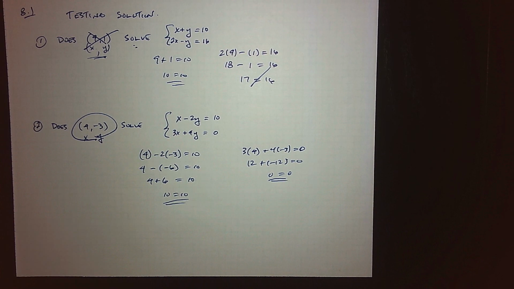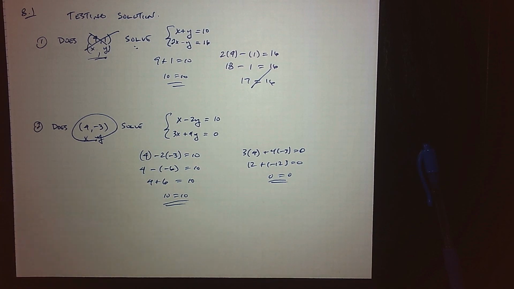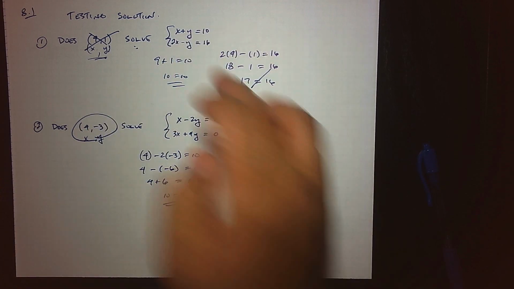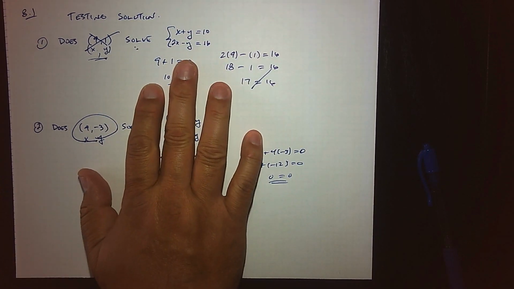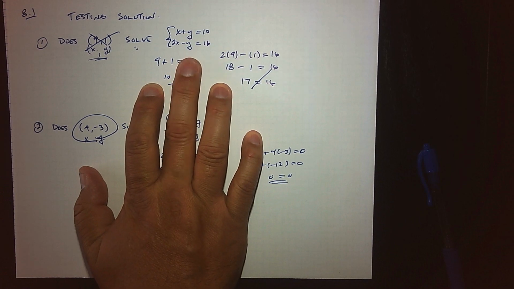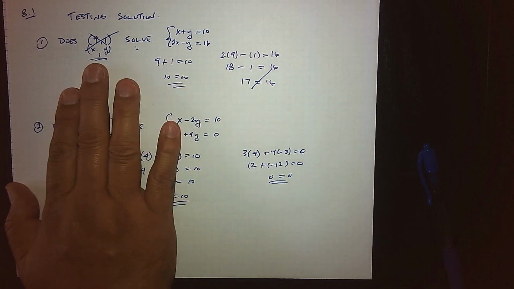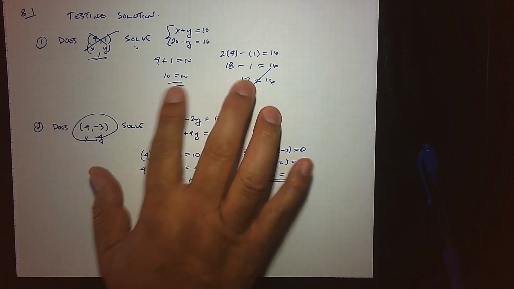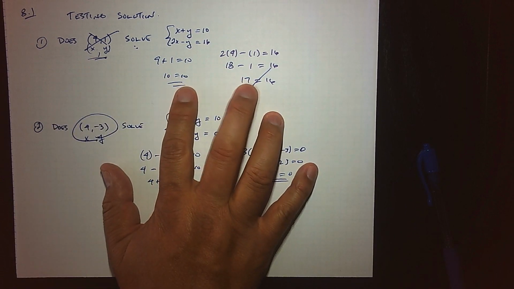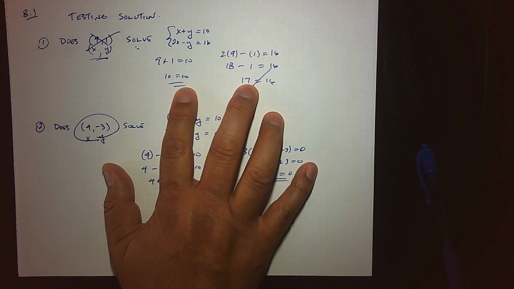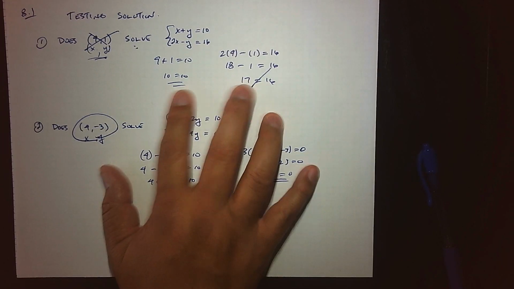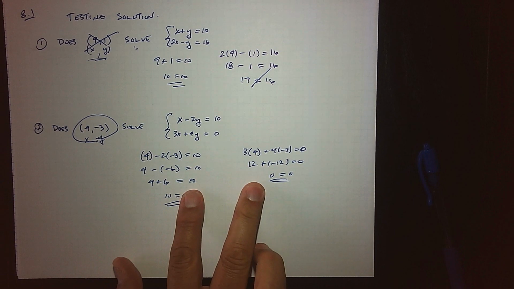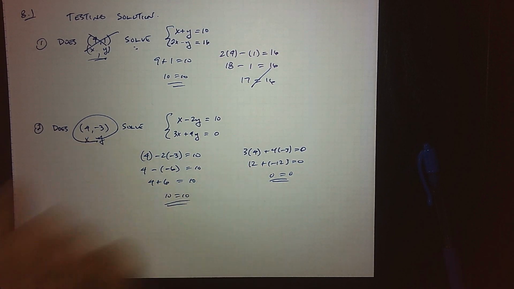All right, so that should reinforce the idea of what it means to be a solution. We have a system, which is two equations that are working together. So if they're working together, their solution has to be the same. And so to check that solution, we plug it into both equations and see if we get true statements. In the first case, we didn't, so it's not a solution. In the second case, we did, so that is a solution. And that's how we check solutions.